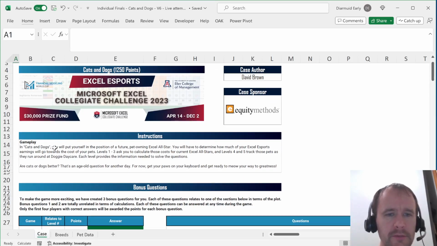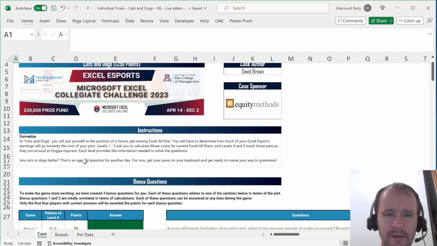In Cats and Dogs, you put yourself in the position of a future pet-owning Excel all-star. You'll have to determine how much of your Excel esports earnings will go toward the cost of your pets. Levels 1 to 3 ask you to calculate those costs for your current Excel All-Stars, and levels 4 and 5 track those pets as they run around at doggy daycare. Each level provides the information needed. Are cats or dogs better?